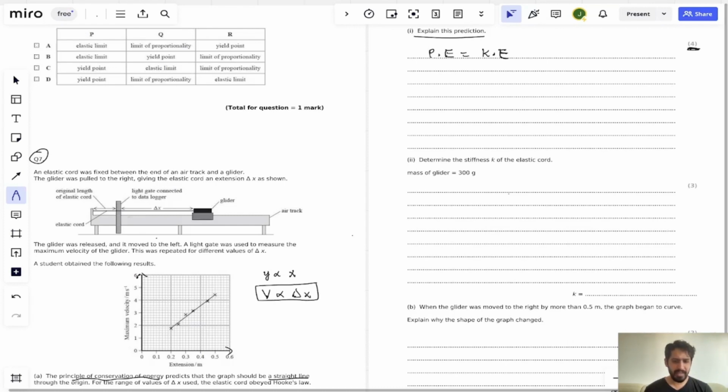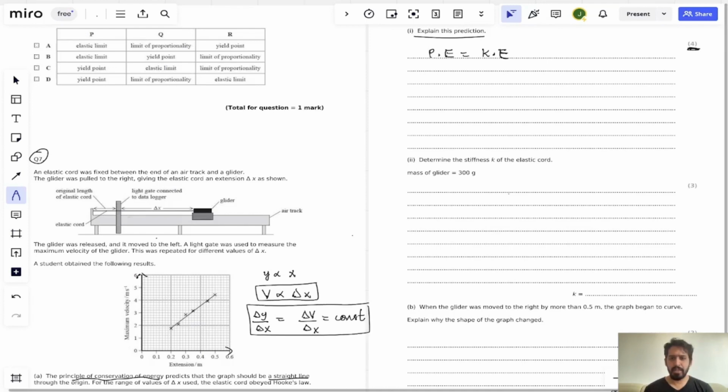There is also a second way in which you can translate the word straight line into a mathematical equation. So we know that for a straight line, the slope is always constant, right? So how can we find slope? We know that a slope is change in y divided by change in x. In our case, on the y-axis, we have velocity. So we can write change in velocity divided by change in extension delta x. If this is a constant, which means that slope is constant, then also we will get a straight line.